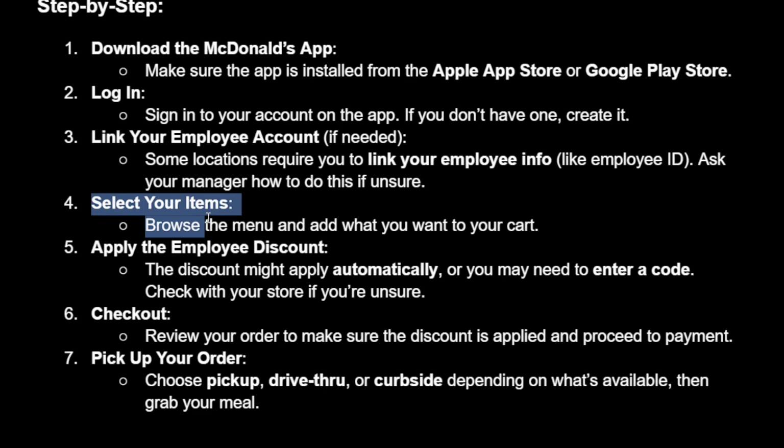Then you will select your items. You want to browse the menu and add what you want to your cart. Then the fifth step is applying the employee discount. The discount might apply automatically or you may need to enter a code. Again, you can check with your store if you're unsure.